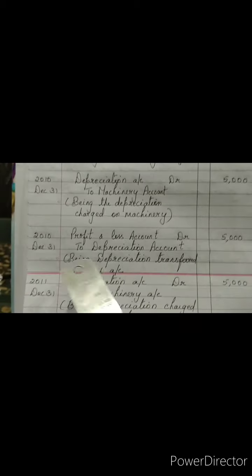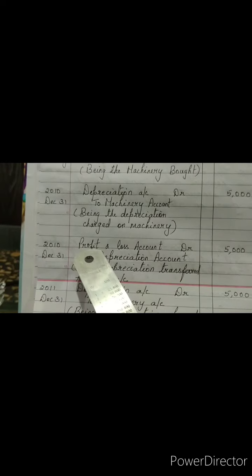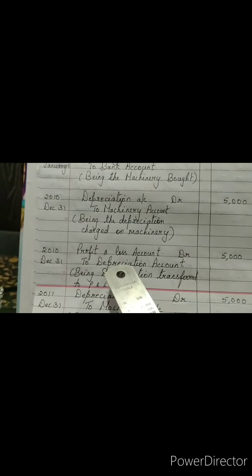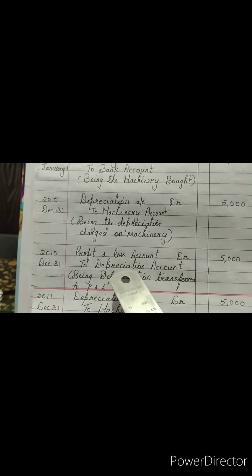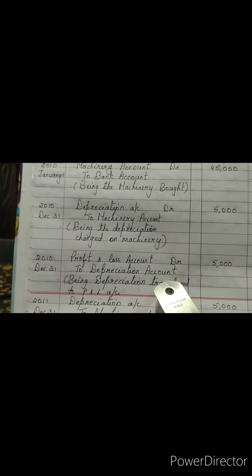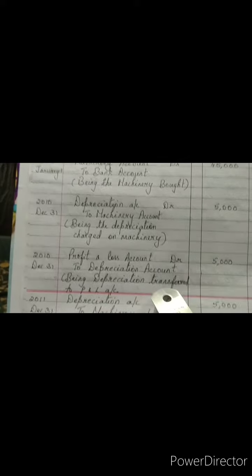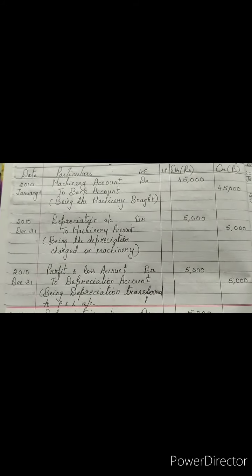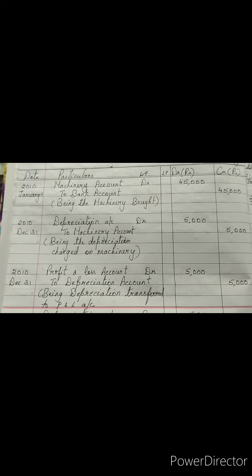So see how the entry has come. Depreciation, that is going to profit and loss account, and here instead of asset we are writing depreciation because the depreciation is calculated on that particular asset. Okay, so this is how first year we will be closing here with these three journal entries.